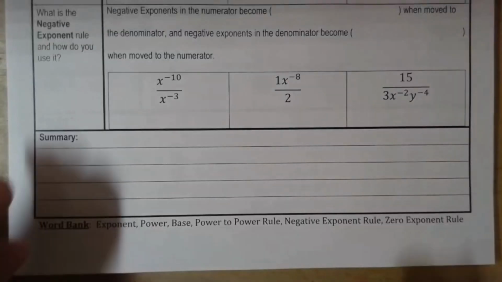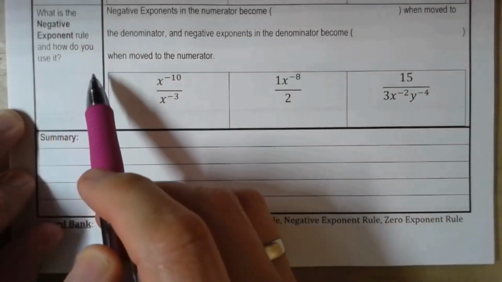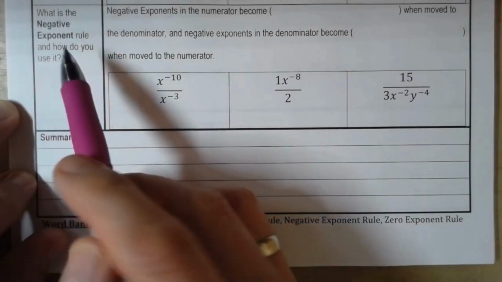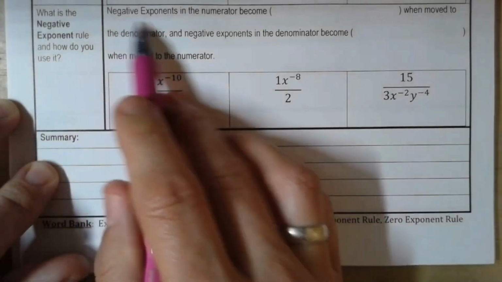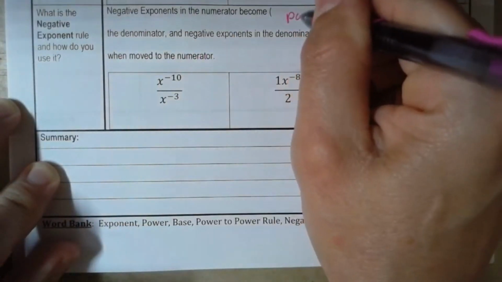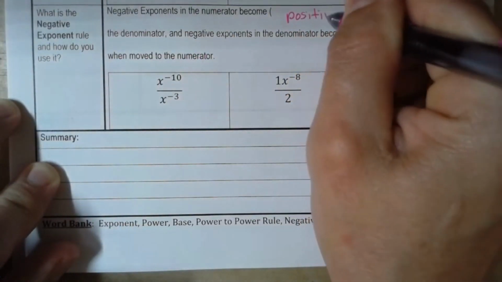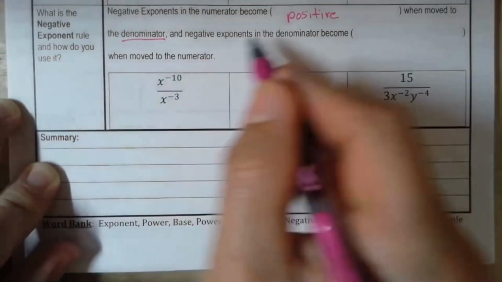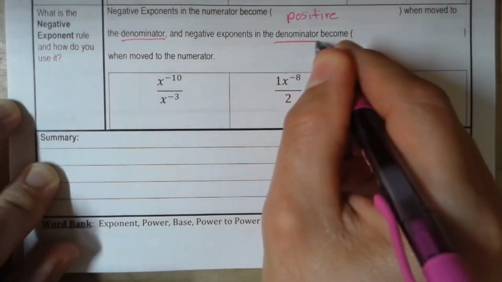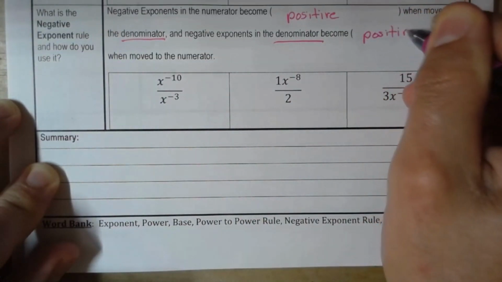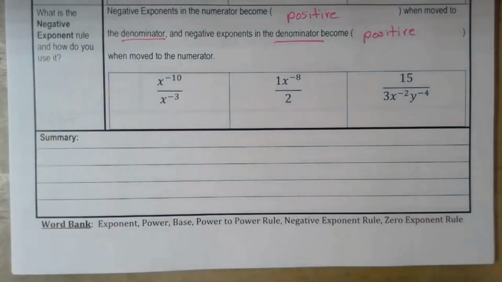Alright, in this last part we're going to be looking at the negative exponent rule. Notice I have a question here: what is the negative exponent rule and how do you use it? Negative exponents in the numerator become positive when moved to the denominator, and negative exponents in the denominator become positive when moved into the numerator.